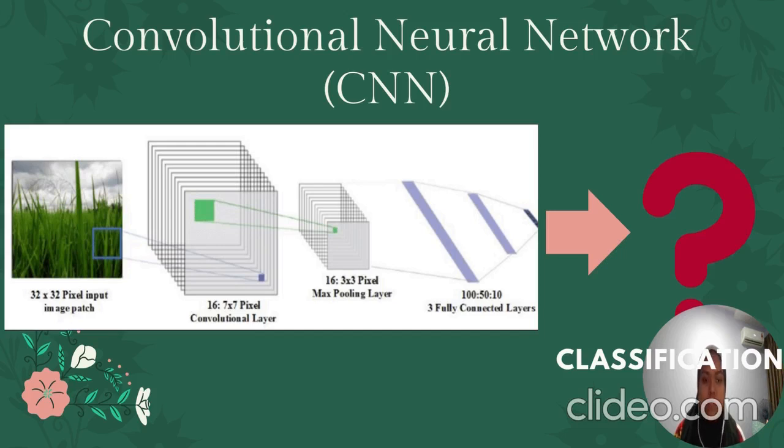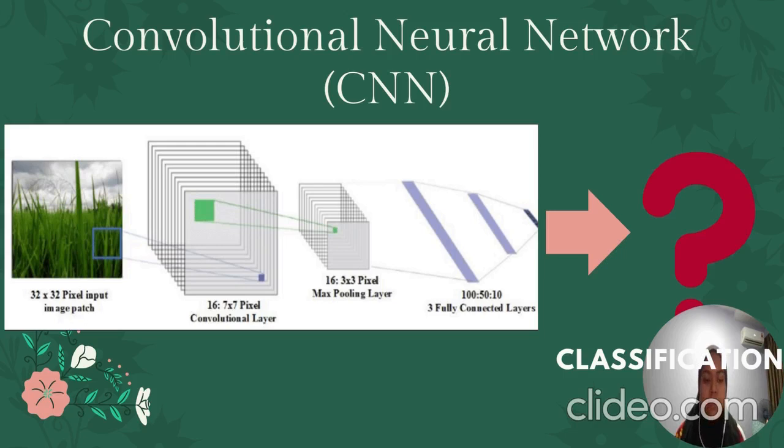So first is feature learning. CNN excels at automatically learning relevant features from raw data. In the case of rice plant images, the network can identify distinctive patterns and textures associated with different diseases. By learning these features during the training process, the CNN becomes capable of recognizing disease-related characteristics that may not be apparent to the human eye.